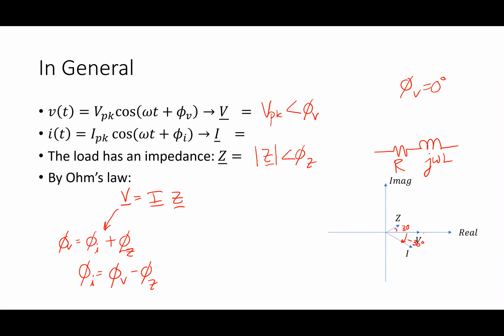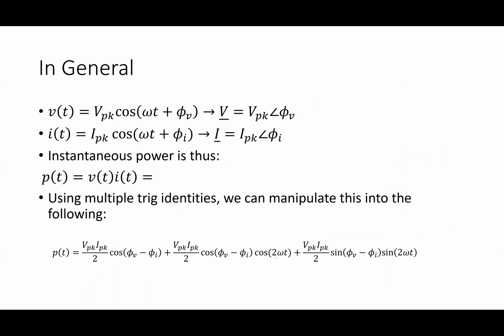So if I have this scenario, my p of t in this case would be p of t equals v of t times i of t. I multiply those two things out. Using trig identities a couple of times, I get this ugly relationship here. So essentially I took my v of t, my i of t, multiplied those out, and then used some trig identities to expand it.